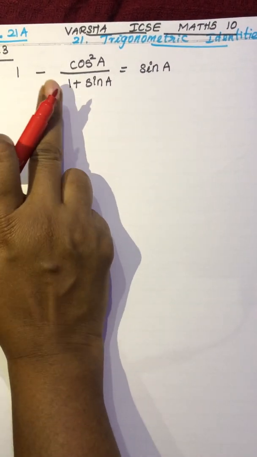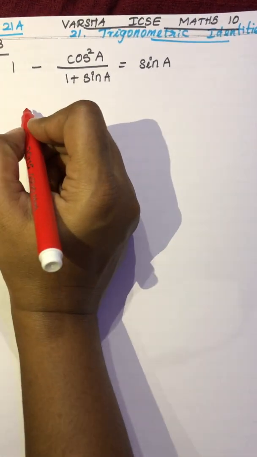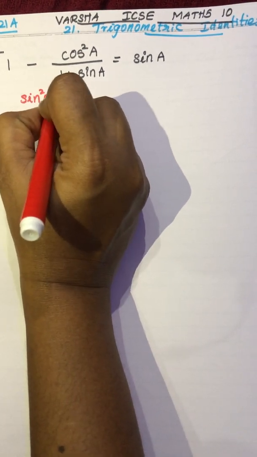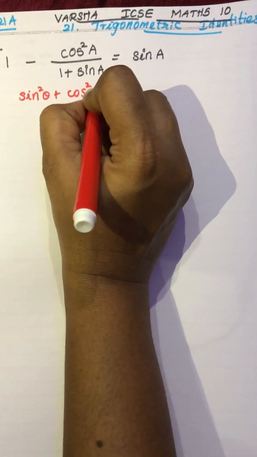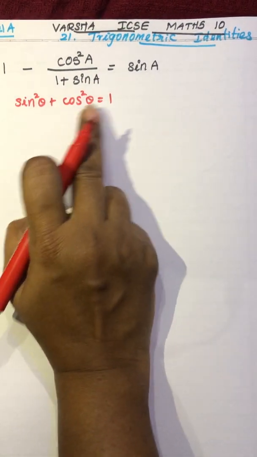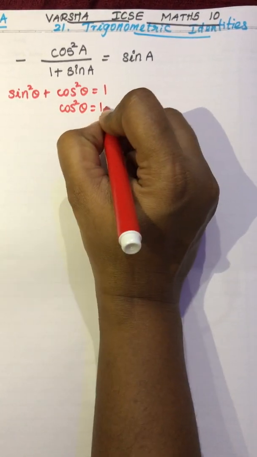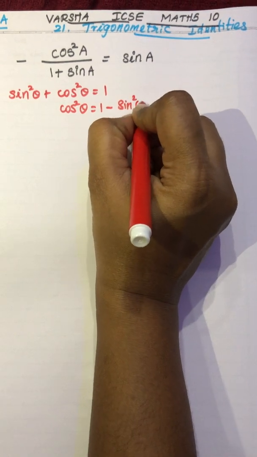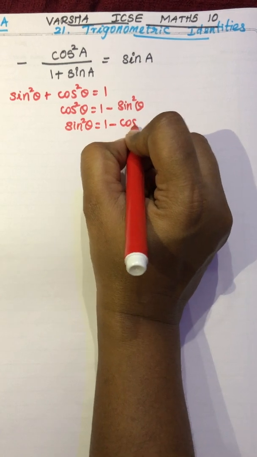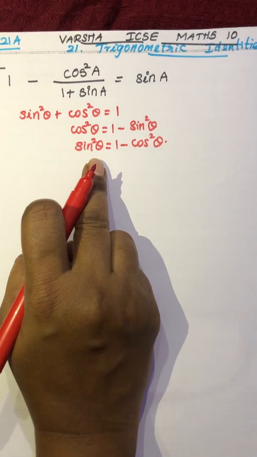In this step we have to take the LCM and then we can do the sum. First we should recall some of the identities. The identities we are going to use in this sum are sin square theta plus cos square theta equals 1, cos square theta equals 1 minus sin square theta, and sin square theta equals 1 minus cos square theta. This is what we are going to use in this particular sum.